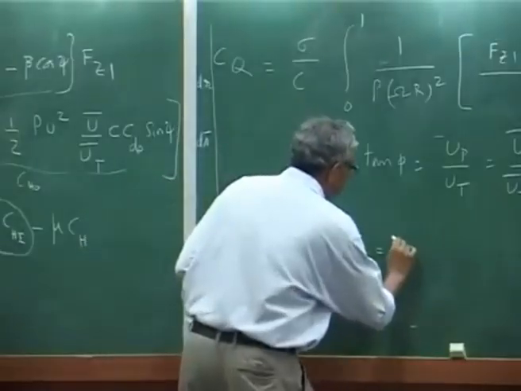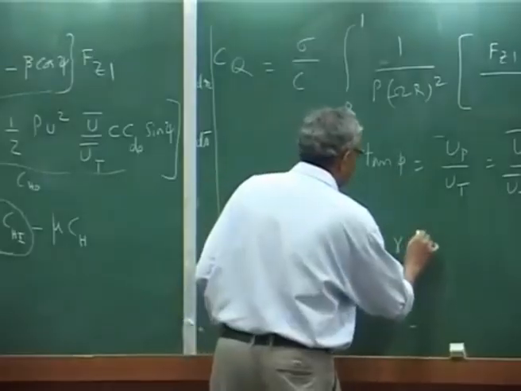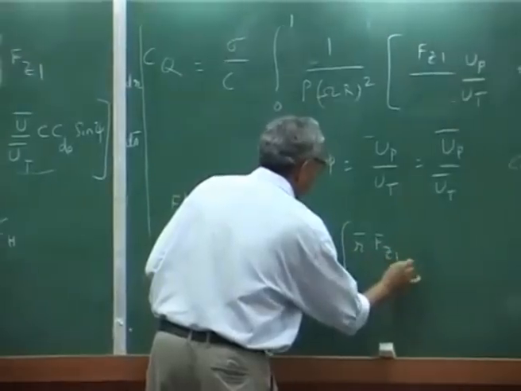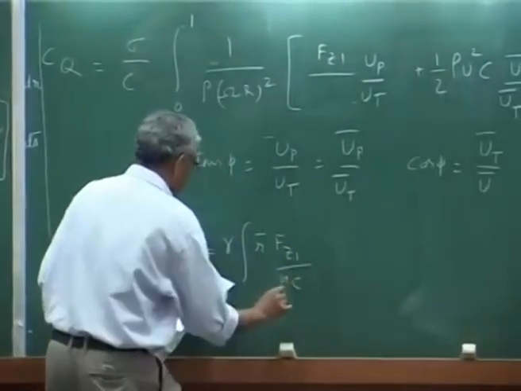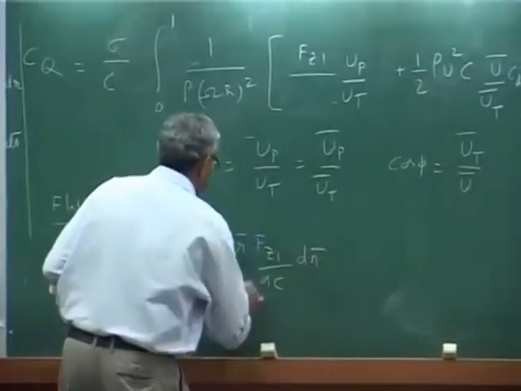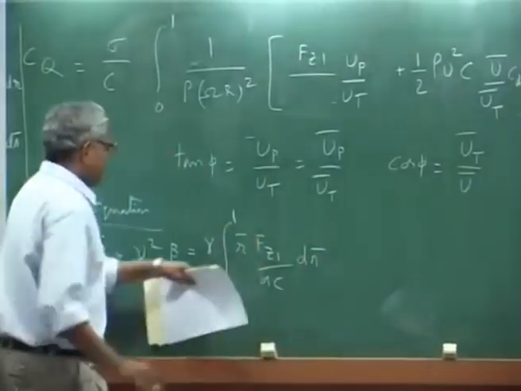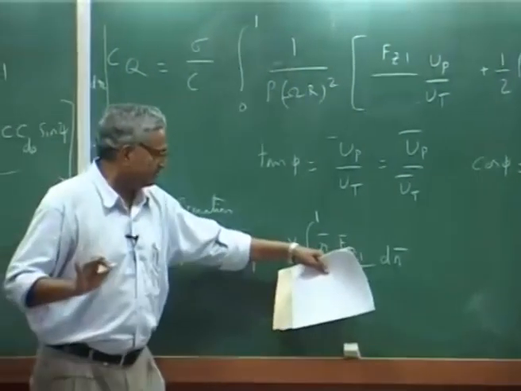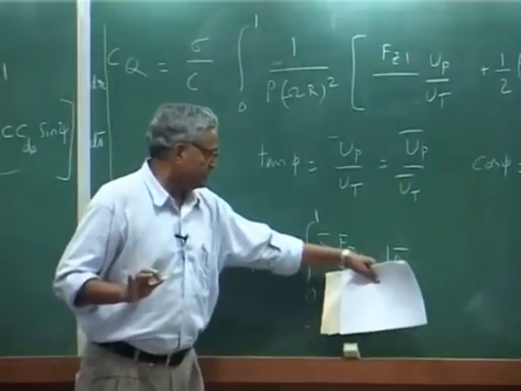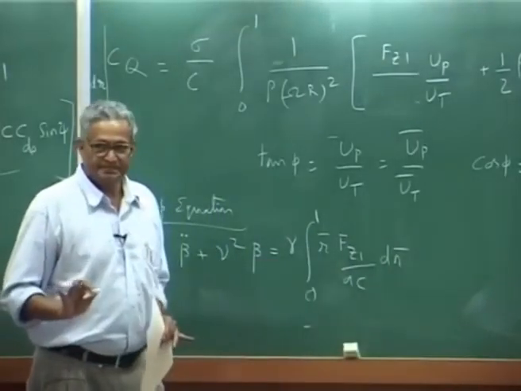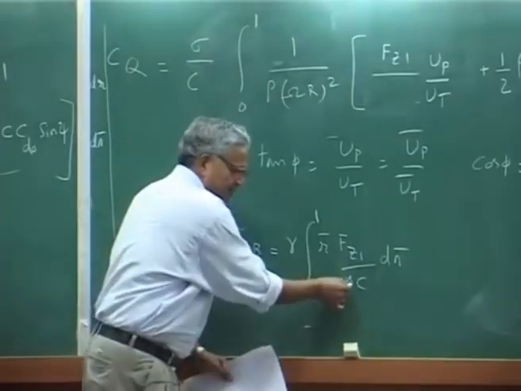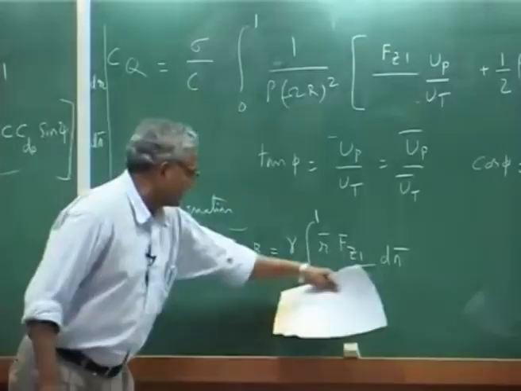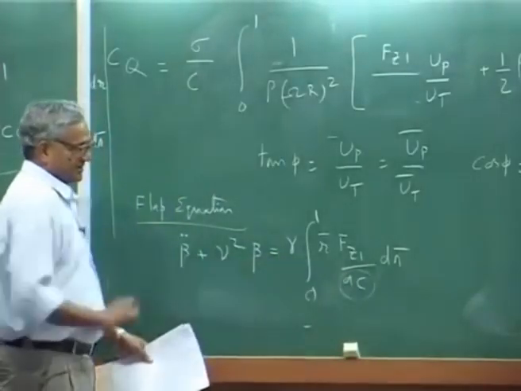some into some gamma, which is again one more number, r bar f z 1 over a c. Gamma is some non-dimensional number, r bar f z 1 dr bar, into a, the lift curve slope. These are all constants, you can take them out. This is my flap equation.